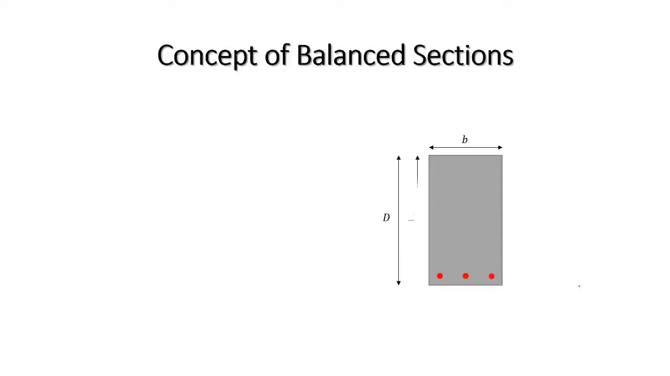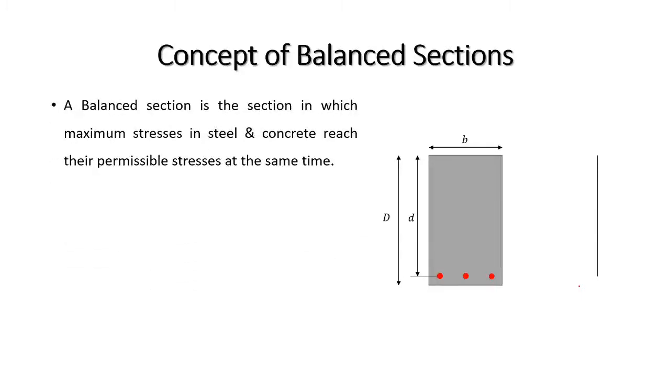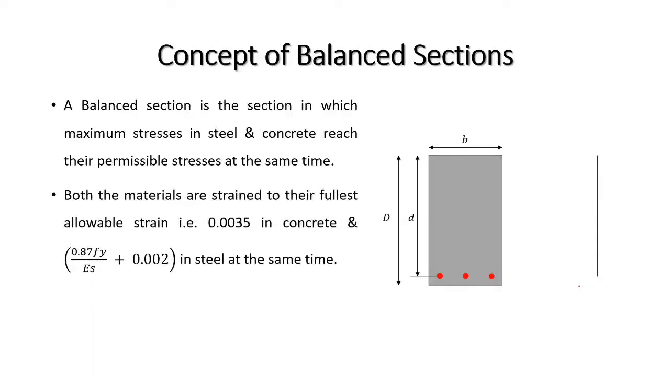Now let us discuss the concept of balanced section. For this, let us consider one rectangular section having the dimensions of capital D as the overall depth, small b as the width, and small d as the effective depth of this section. The balanced section is the section in which the maximum stresses in steel and concrete reach their permissible stresses at the same time.